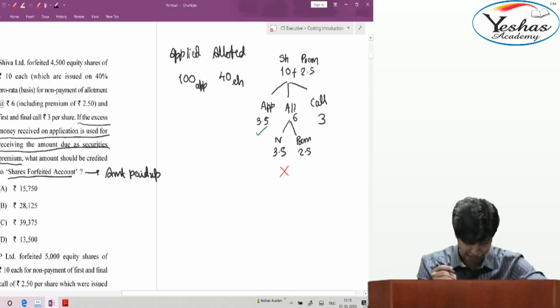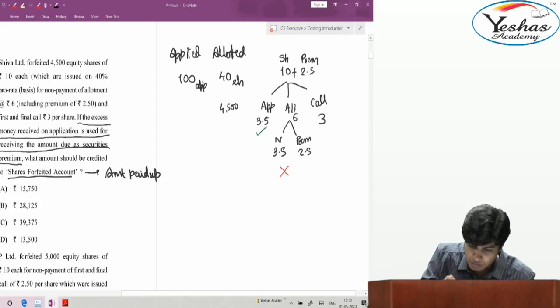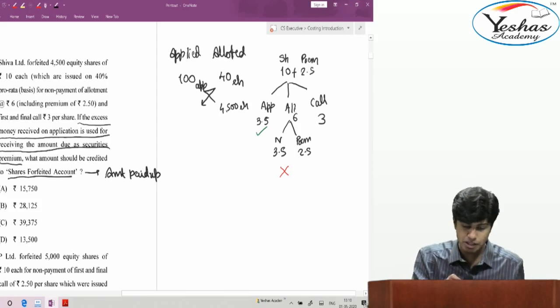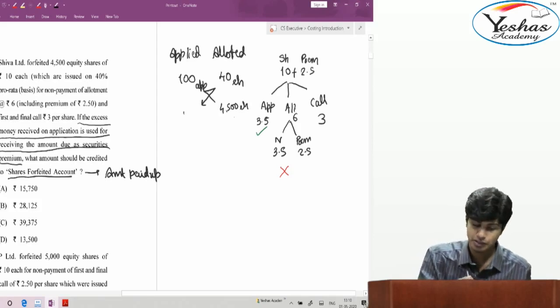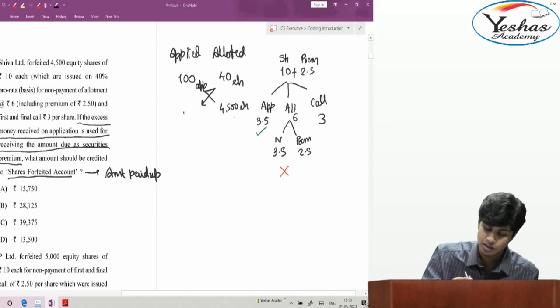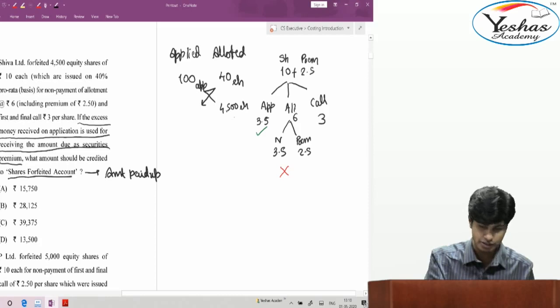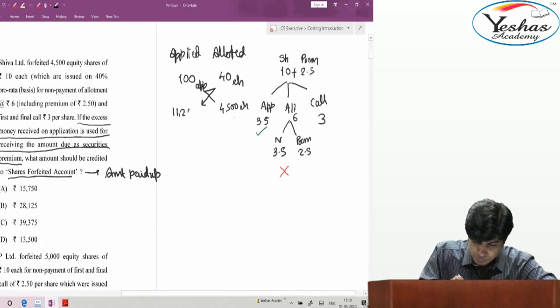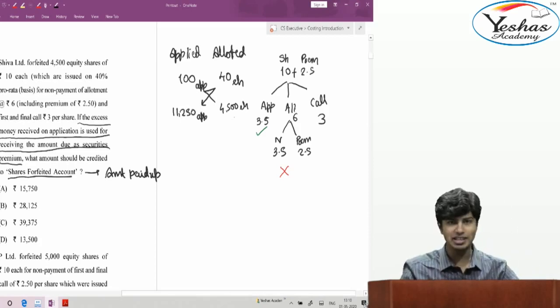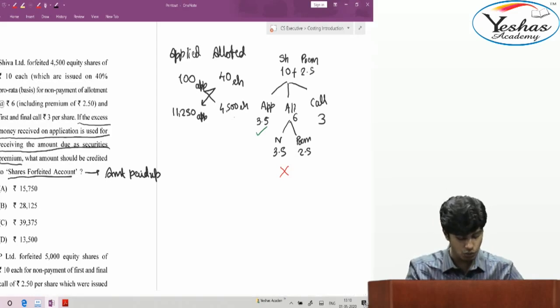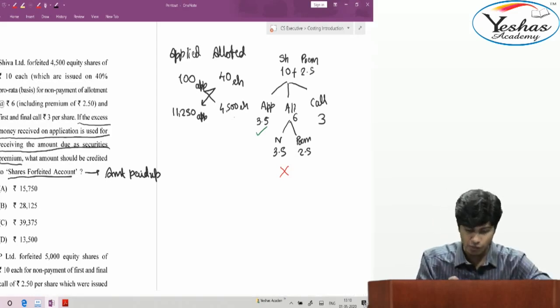So let us check how many shares he had applied for previously. 4,500 shares are allotted to him. How many would he have applied for? If it is this much for this much, how much for this much? Divided by 40. 11,250 applications. So basically this person would have applied for 11,250 shares. Now he would have paid on application.